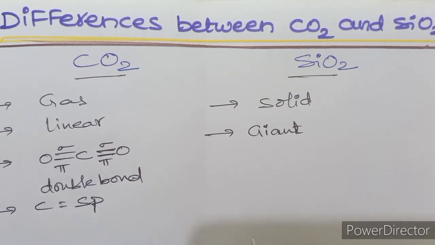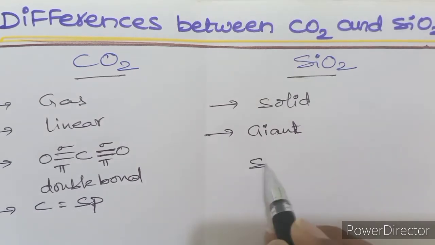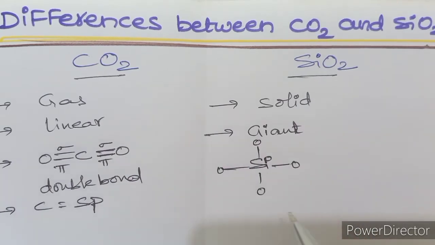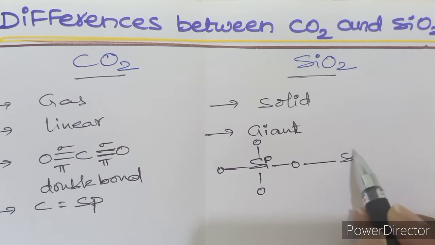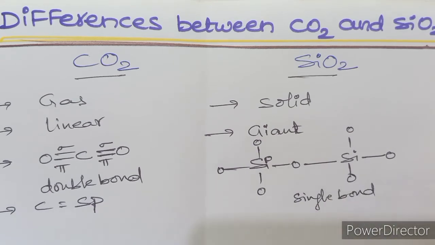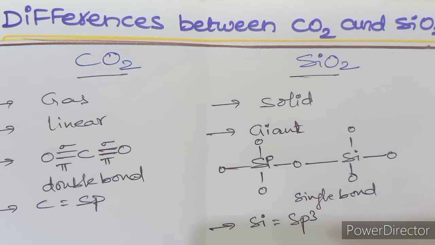Whereas in SiO2, each silicon atom is surrounded by 4 oxygen atoms, and each oxygen atom is surrounded by 2 silicon atoms. It will give a giant covalent three-dimensional network polymeric structure. In between a silicon and oxygen, a single covalent bond is present. And here the silicon undergoes sp3 hybridization.